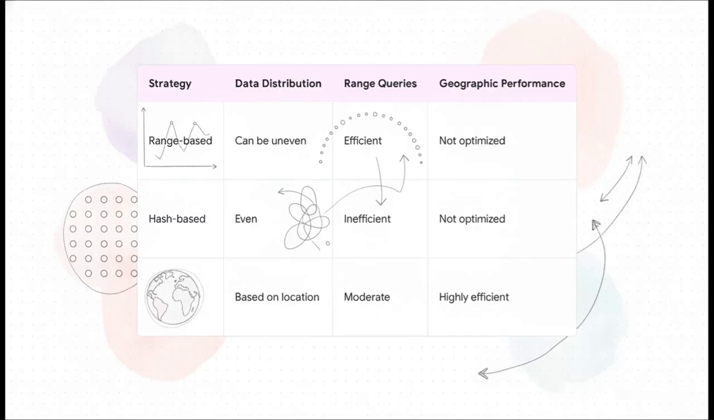Okay, just look at this breakdown. Range-based, it's fantastic for those range queries, but you risk that uneven data distribution, those hotspots. Then you've got hash-based, which gives you that perfect, even distribution, but it makes those same range queries really inefficient. And finally, geographic is the absolute champion for global users, but that focus on location comes at the expense of the other factors. You can see how each strategy clearly excels in one area while making a compromise somewhere else.